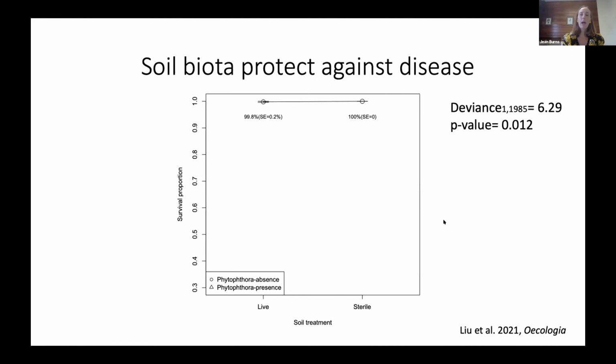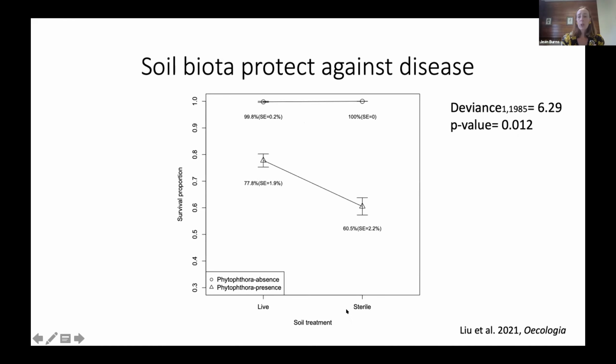In the absence of the pathogen for the greenhouse experiment, in general, everybody survives. It's a greenhouse experiment, so you're probably not surprised by that. We treated them very well, and they survived across the board. And again, unsurprisingly, if you add the pathogen, survival declines.